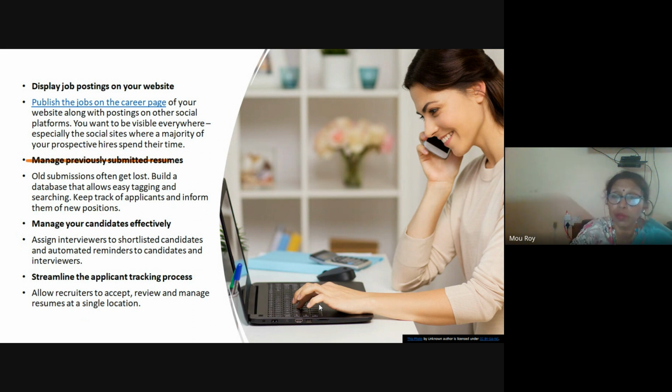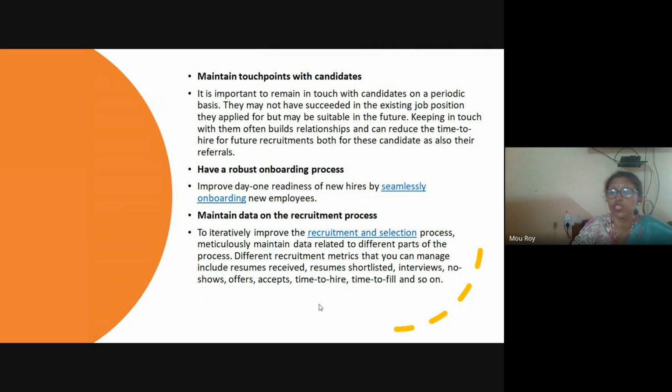So this is basically tracking the process. You have to streamline the applicant tracking process and allow recruiters to review and manage resumes at a single location and maintain touch points with candidates. It is very important to remain in touch with the candidates on a periodic basis. Keeping in touch with them often builds relationships and can reduce the time to hire for future recruitments, both for these candidates and also the referrals.